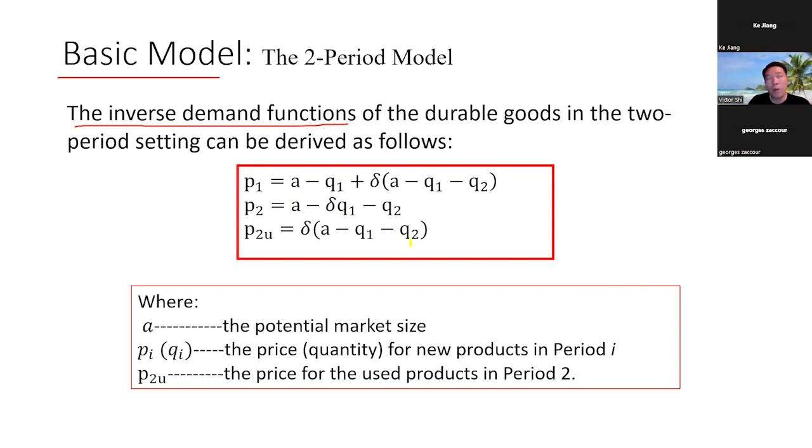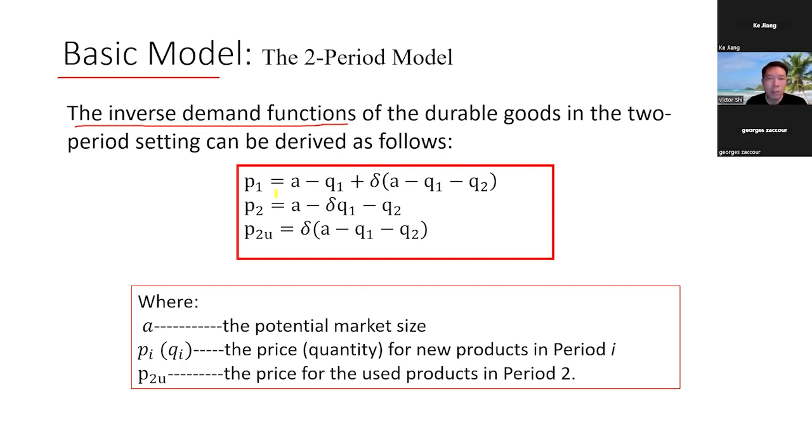I think there's one pretty classic paper in production and operations management which says that all the demand functions have to be derived rigorously, not just by intuition. Intuition often is wrong. So this is the case for durable goods, okay? The inverse demand function for durable goods is actually a little bit more complicated. For 2 periods, it's not too bad, but for 3 periods, 4 periods, the demand function can be complicated.